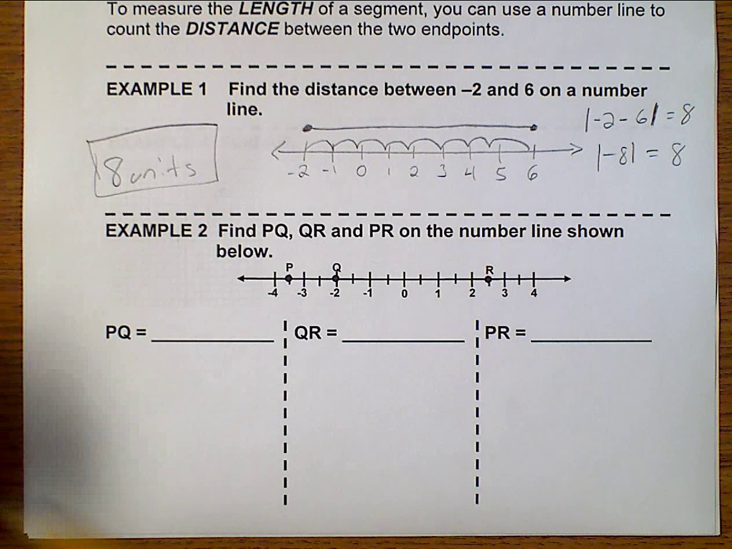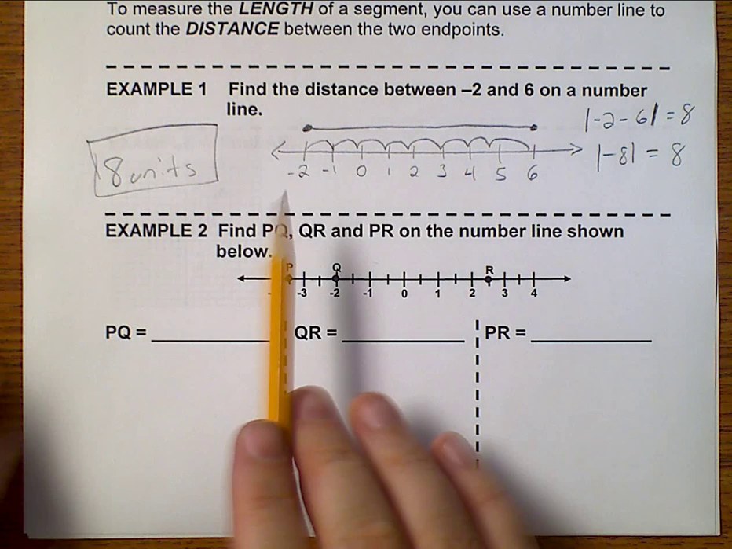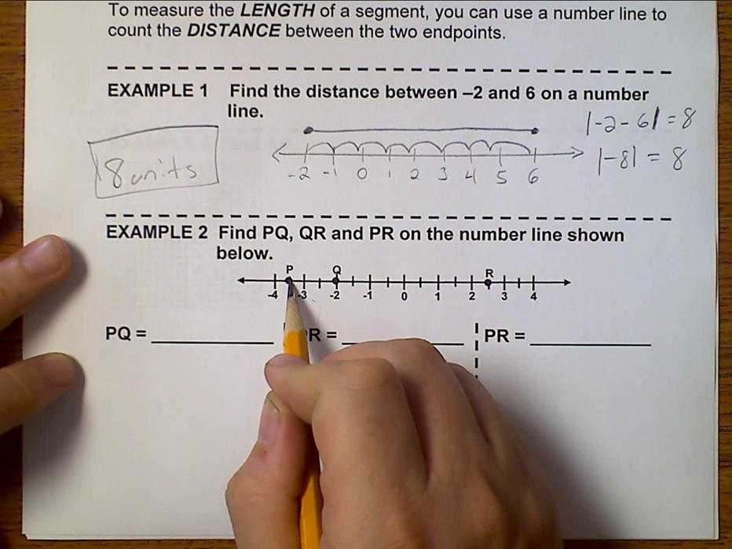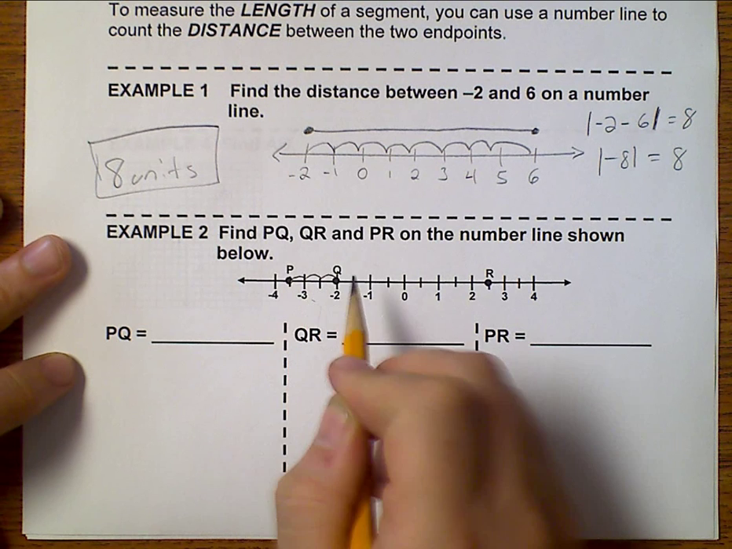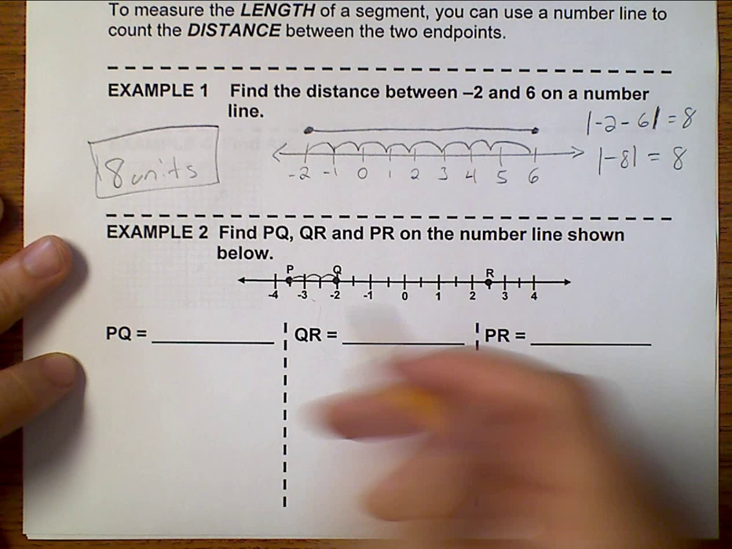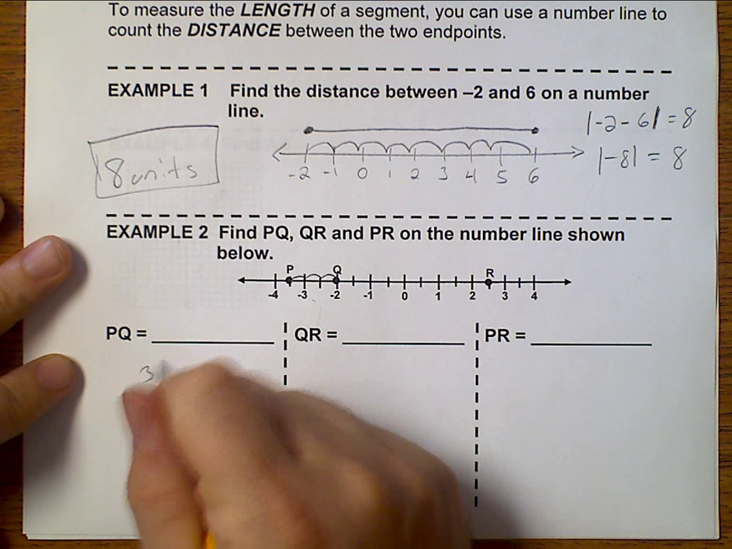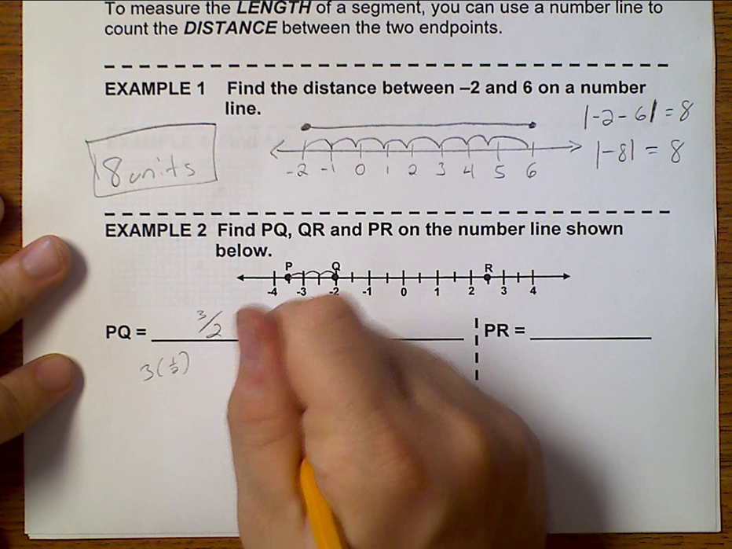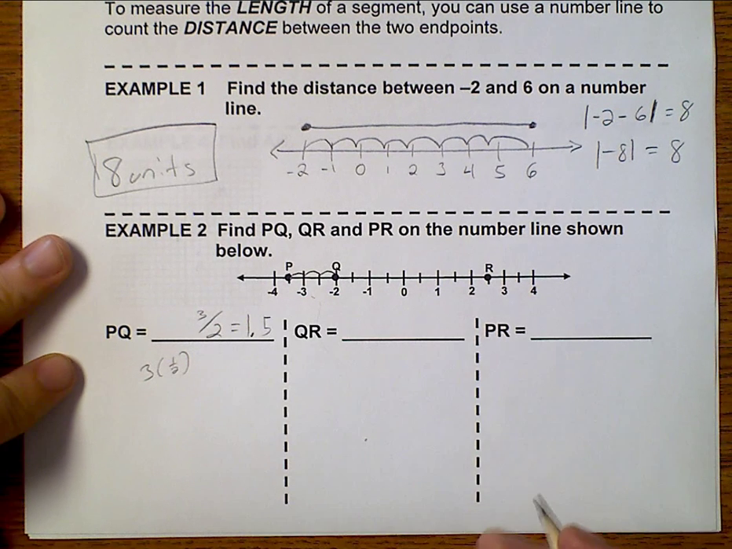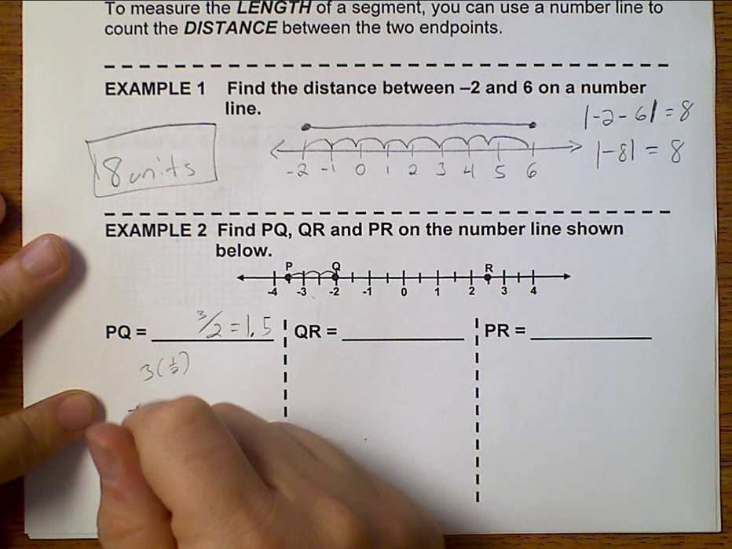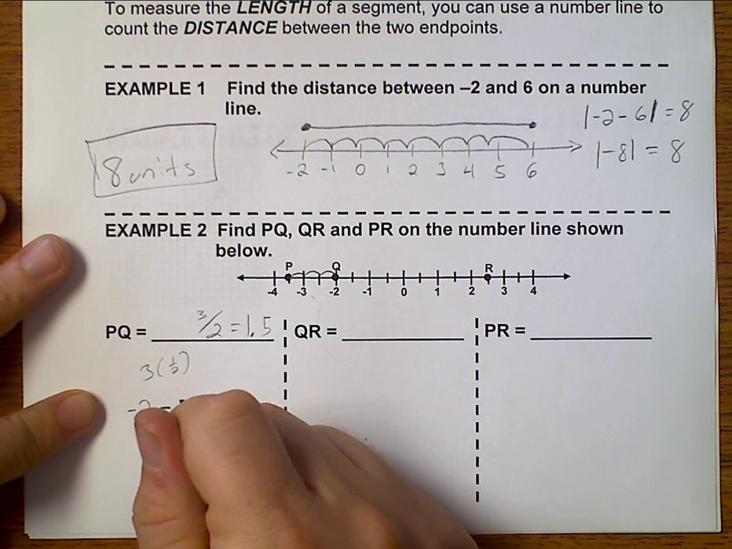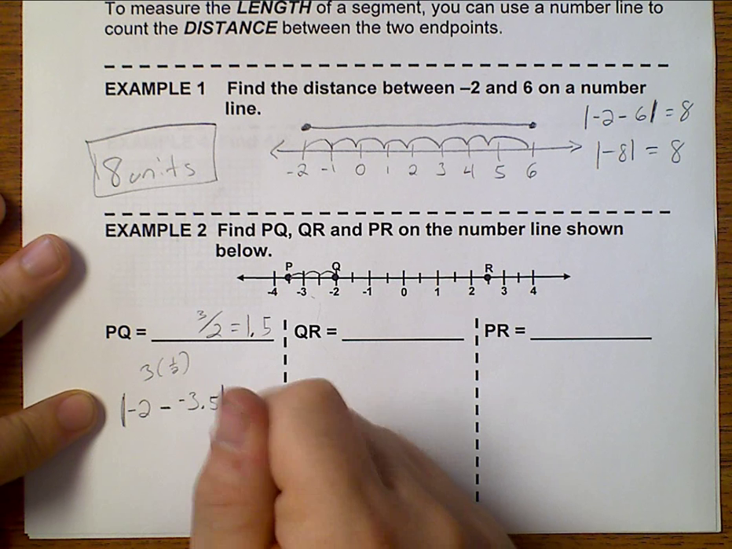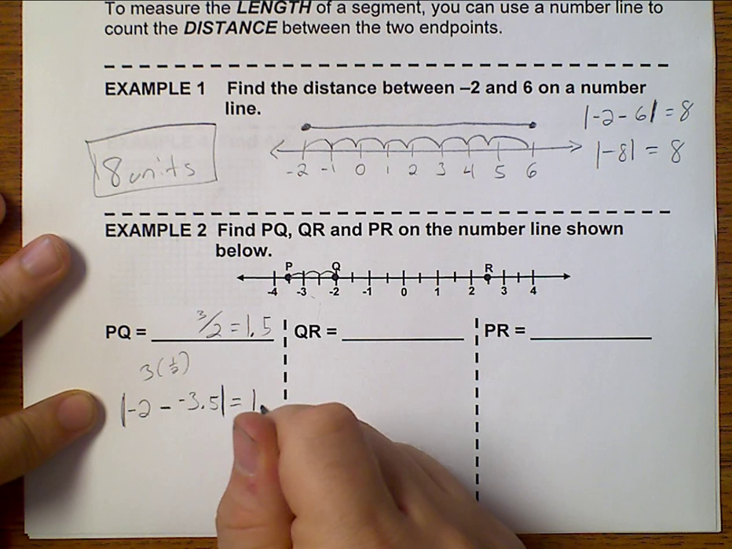Let's go ahead and find the lengths of these. So PQ, again, I know this is a length because there's no bar over it. Well, PQ, 1, 2, there's 3 half steps. So that would be 3/2, or 1.5. Mathematically, I would say -2 minus -3.5, and that would also give me 1.5.